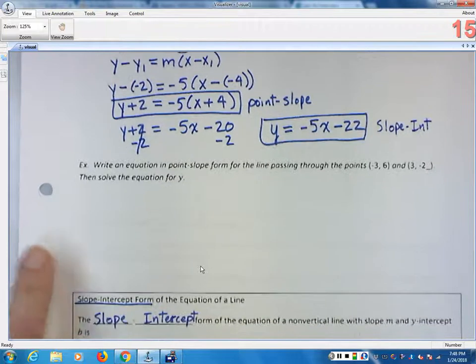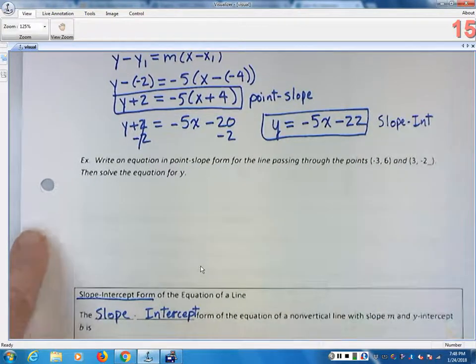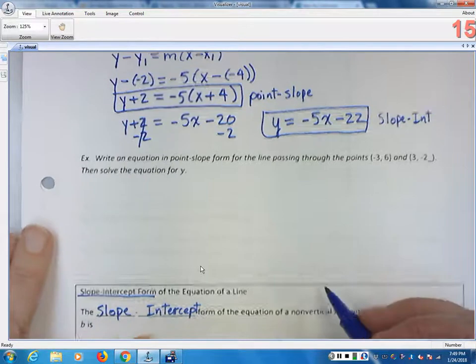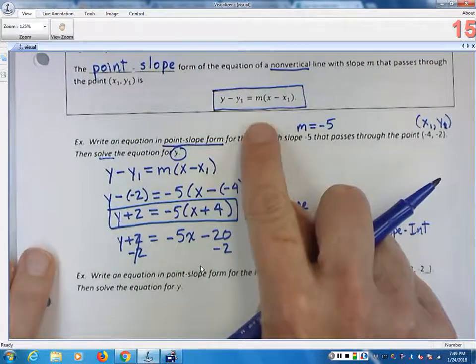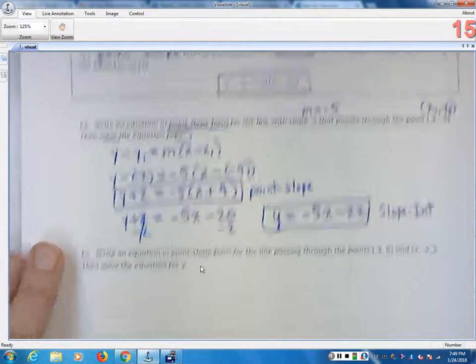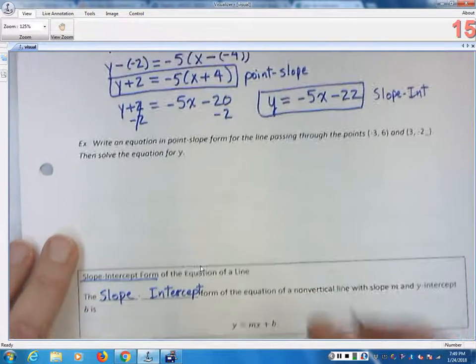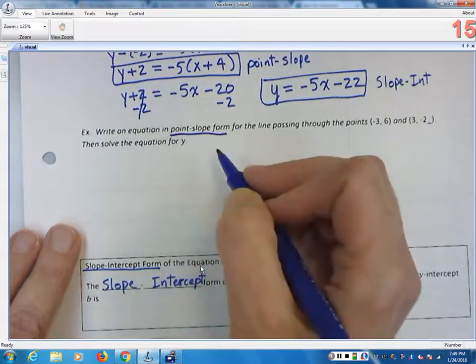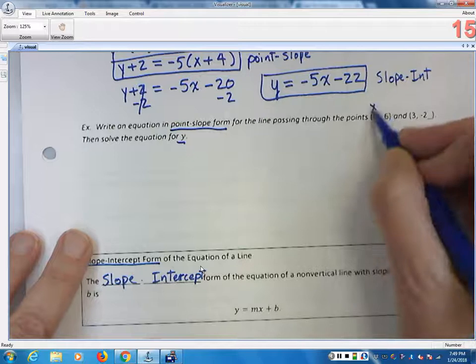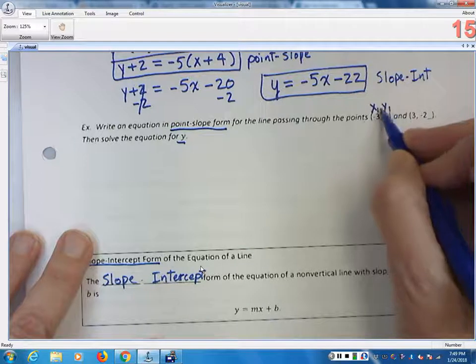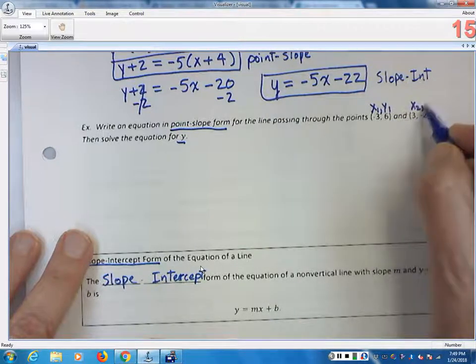Alright, now what if you have 2 points? Well, if you have 2 points, you can find their slope. Then you can just use 1 point and the slope, and you can find the equation of the line. I do want you to use this formula rather than some different way you may have learned. Go ahead and use this formula because we're going to get point slope form and then slope intercept form. So here are the 2 points, x1, y1, x2, y2.